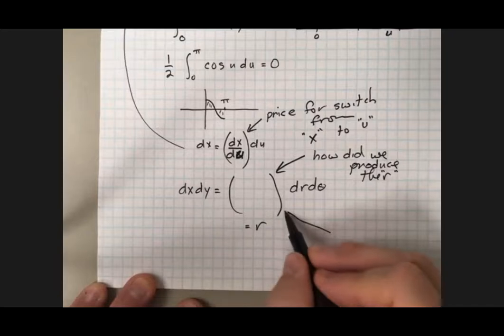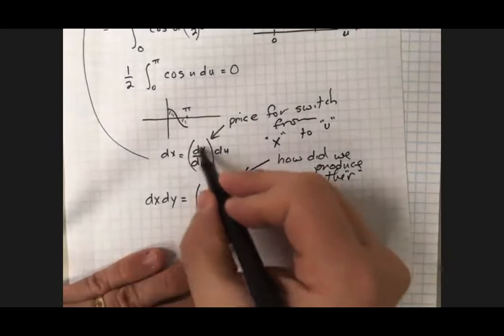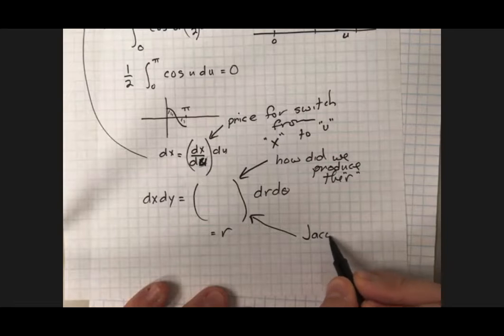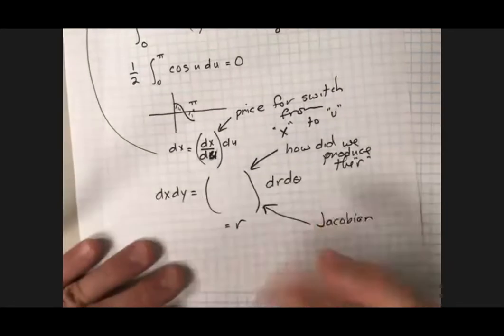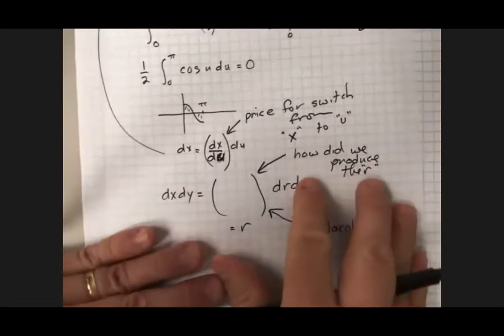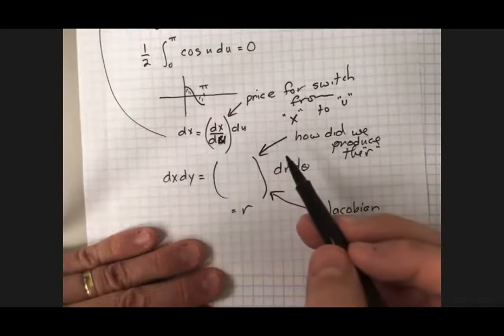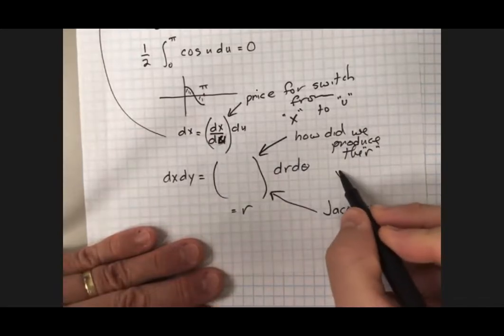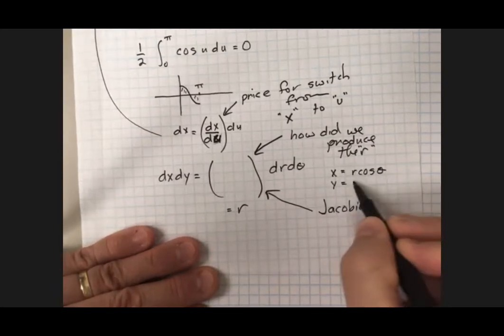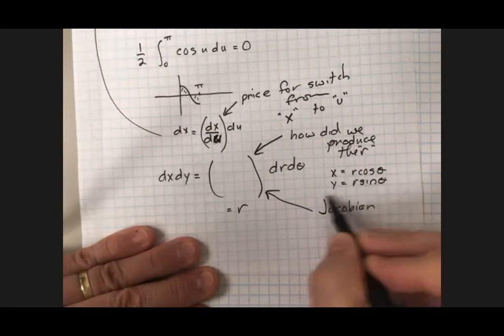The thing that produced the r is an extension of this derivative here, but it's going to have to involve multiple variables. The thing that produced the r here is called the Jacobian. I had to relate x and u. Now, to switch from x and y to r and theta, I'm going to have to relate r and theta derivative-wise. I know how to relate r and theta to x and y in coordinates. How do I relate r and theta to x and y by derivative?